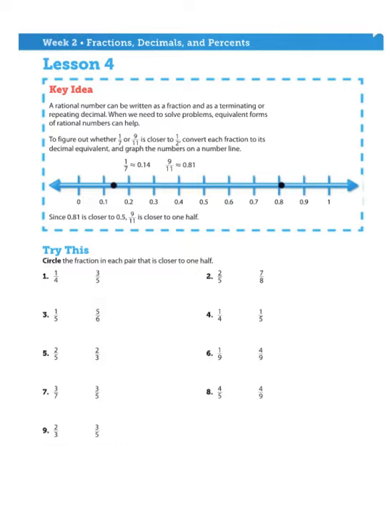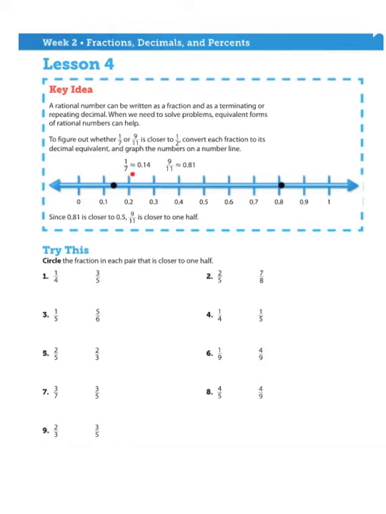In lesson 4, we're going to talk about equivalent forms of rational numbers. Your key idea says a rational number can be written as a fraction and as a terminating or repeating decimal. When we need to solve problems, equivalent forms of rational numbers can help. To figure out whether 1/7 or 9/11 is closer to 1/2, convert each fraction to its decimal equivalent and graph the numbers on a number line.